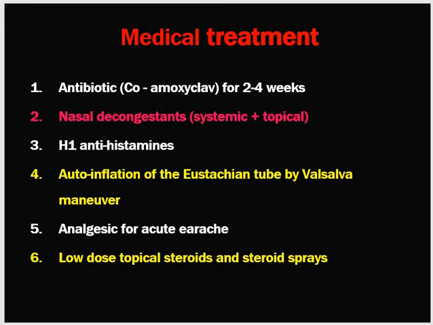Second is nasal decongestants, either in systemic or topical form. They help to decongest the nose and the Eustachian tube shall open and fluid might pass from the middle ear cavity to the nasopharynx. H1 antihistamines are antihistaminics, so they will open the nose and they will also make the middle ear cavity dry. Autoinflation of the Eustachian tube by Politzerization maneuver helps to flow the fluid from the middle ear to the nasopharynx by opening the Eustachian tube.